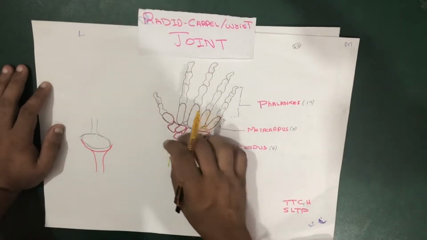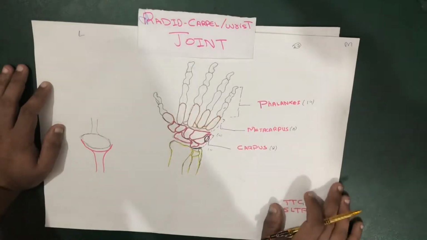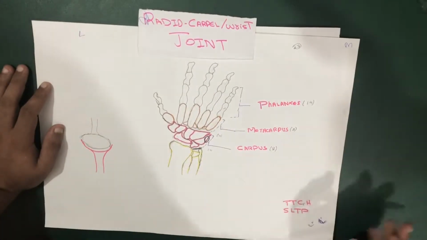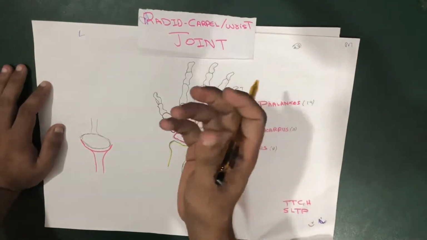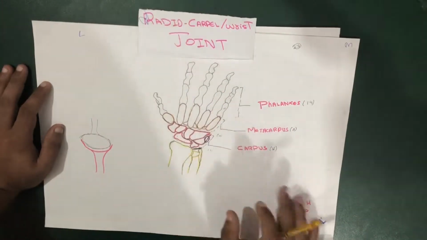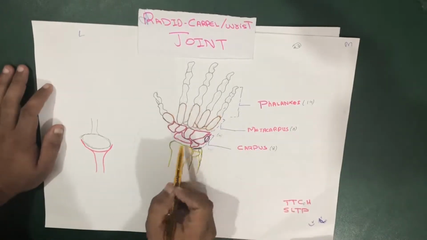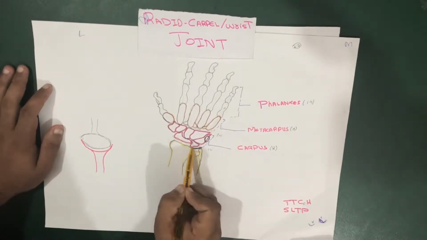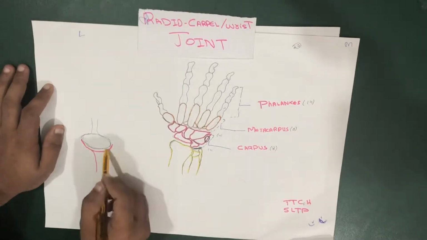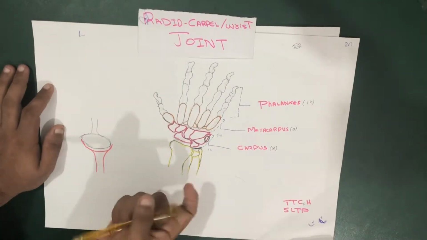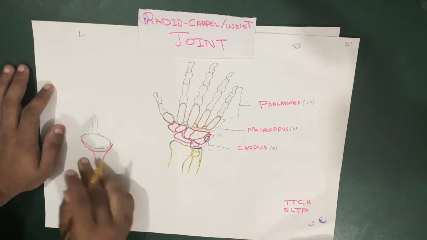The proximal articular surface forms an ellipsoid concave surface. What do I mean by the ellipsoid concave surface and the proximal surface? This area is the radius. You can view this radius in this image, in the pink color. I'm showing how the radius is looking. So this is the radius.